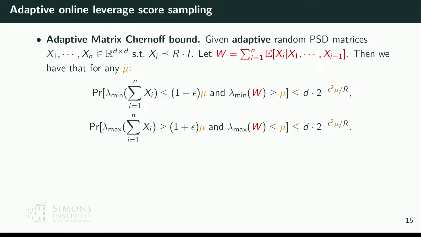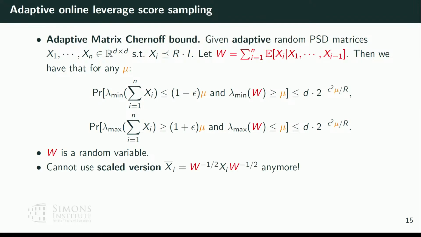And now in the lemma, because this W is a random variable itself, we can only show that for any fixed value mu, the probability that the least singular value of the summation is less than 1 minus epsilon times mu, and that this random variable, the expectation W, is larger than mu, is smaller than some exponential probability that depends on mu. Okay. So the key thing is that W is a random variable here.